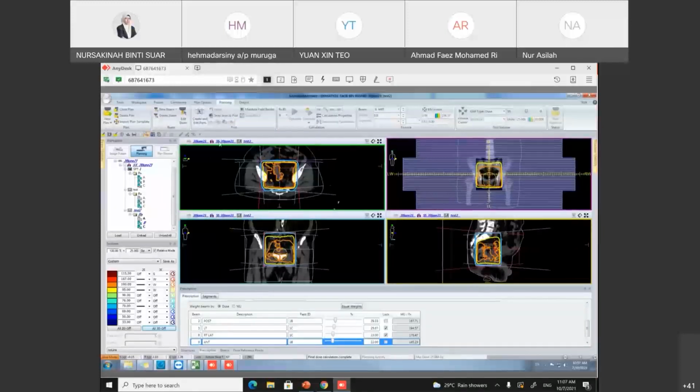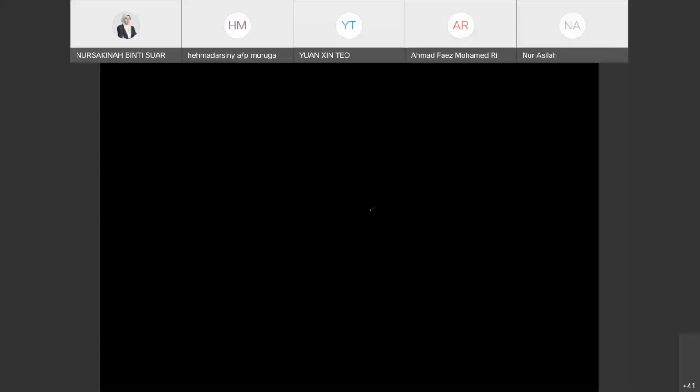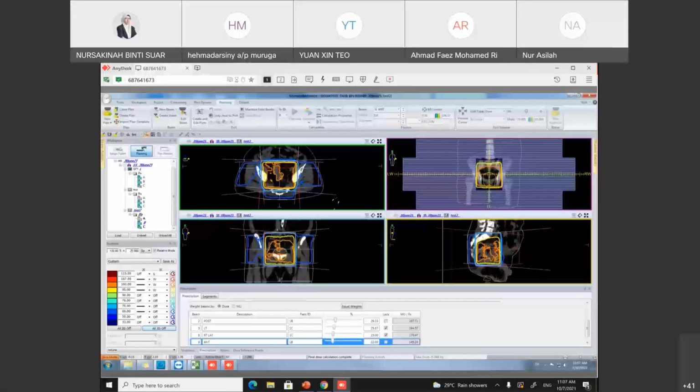But okay, now we already approved this. How can we improve this plan further? If you remember just now, when I clicked my 60%, it's not equal. I aim to push all the 60% into a field box. You may notice this patient actually is quite a bulky patient where the belly is quite big.